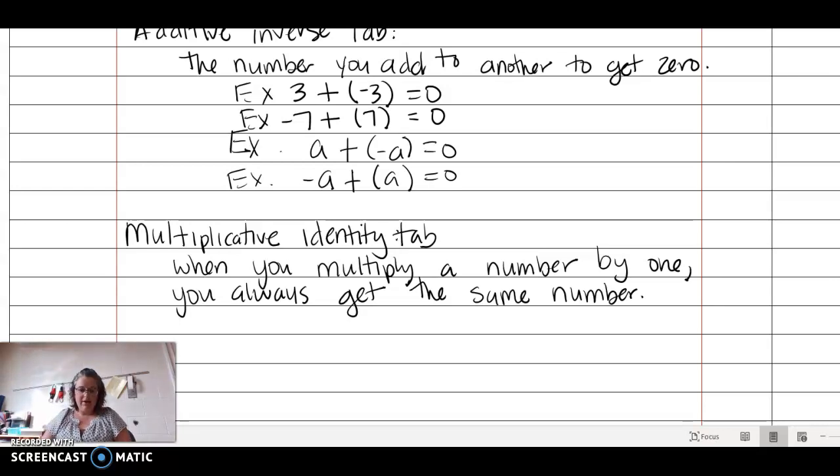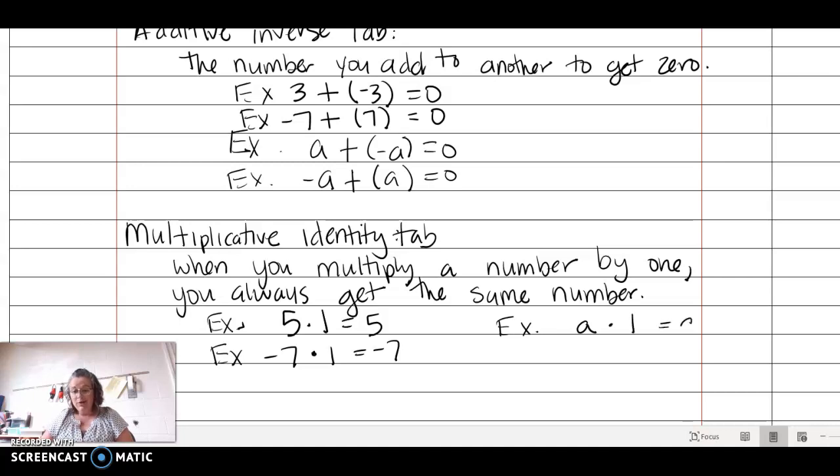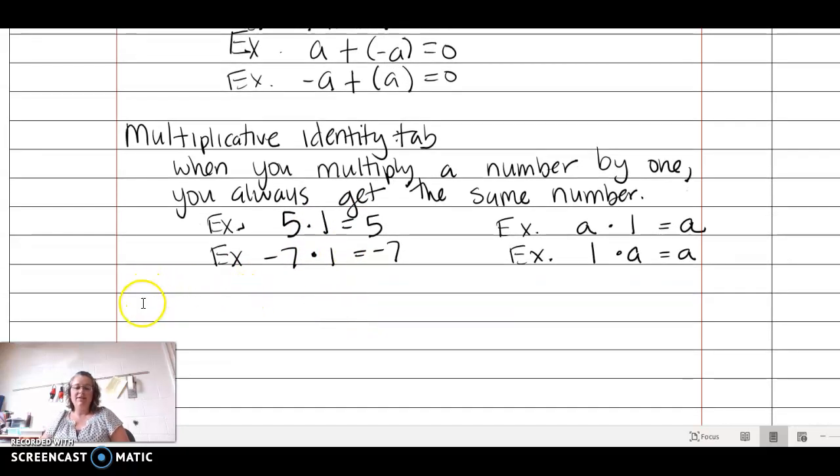A lot of these things we already know, but they just have a fancy name that we have to know now. So for example, if I give you the number 5 and multiply that by 1, you will get 5. If I give you a negative 7 and multiply that by 1, you will get negative 7. Similarly, if I give you the variable a, multiply that by 1, you will get a. Or if I take 1 times a, you will get a. So any number that you multiply by 1, you will get that same number in the end. Okay, so let's look at the multiplication property of 0.